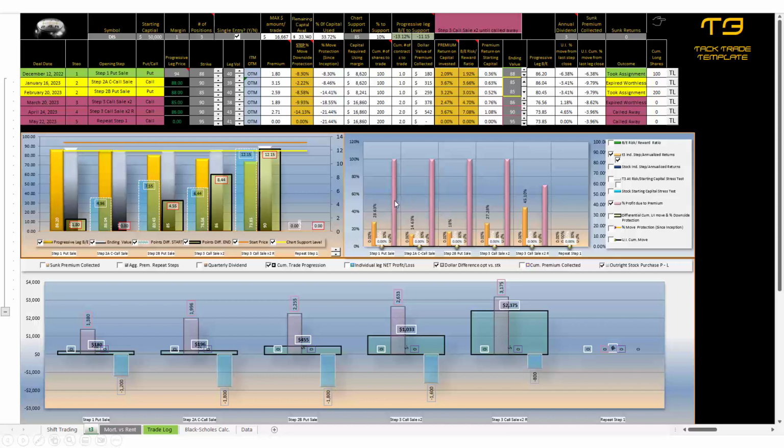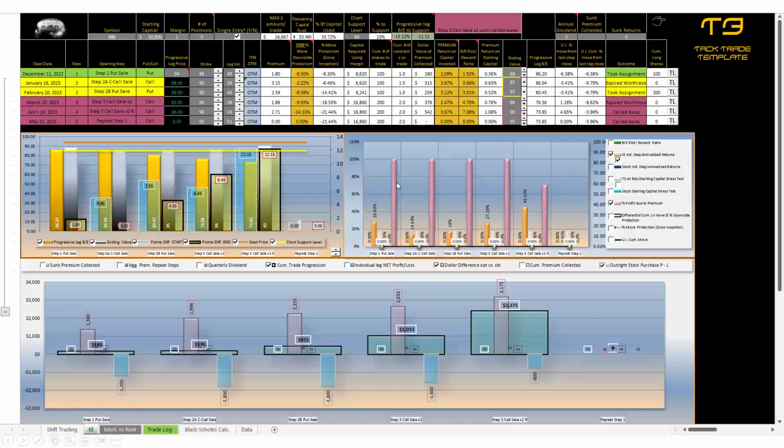As you can see, step 1, step 2A, step 2B, step 3 were all 100% profitable due to premiums collected. But in step 4, about 65% came from premiums collected and the other 30 to 35% came from the price appreciation, where the shares rallied from $86 to $90 and were finally called away.